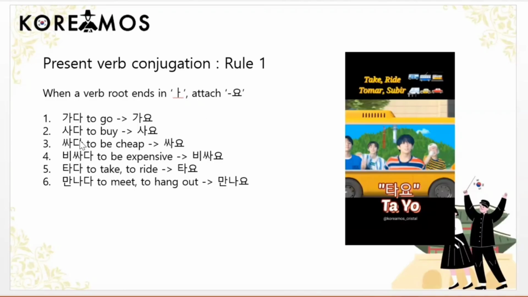Okay, the next one, 사다. Again, the infinitive verb ends in 다, and the verb root 사 ends in the vowel 아. So we attach 요: 사다, 사요. And the next one, 싸다. It's to be cheap, and 싸요 is it's cheap. Even though we don't know the subject, we don't say to people you are cheap like this. So it's going to be it's cheap.